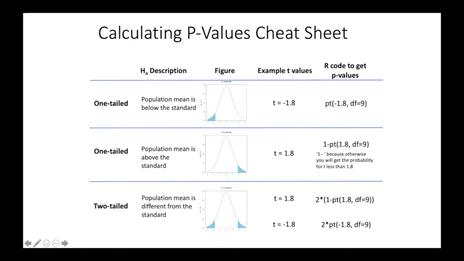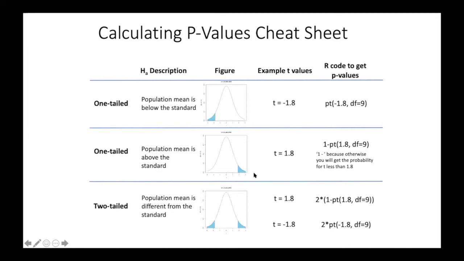So if, for example, we calculated a test statistic of -2, but we had hypothesized that the population mean would be above the standard and not below, then we would still be interested in the area to the right of this value of -2. Now, in this case, when we're asking R to provide us with a p-value, by default, R will give us the area to the left, not the area to the right.